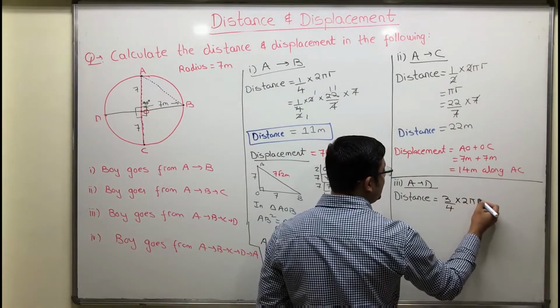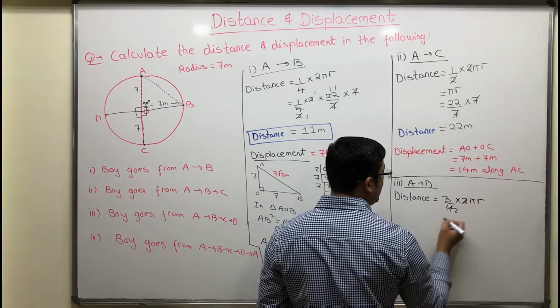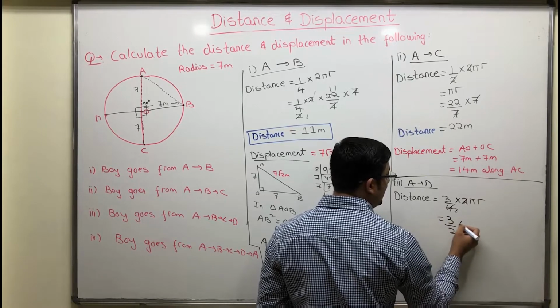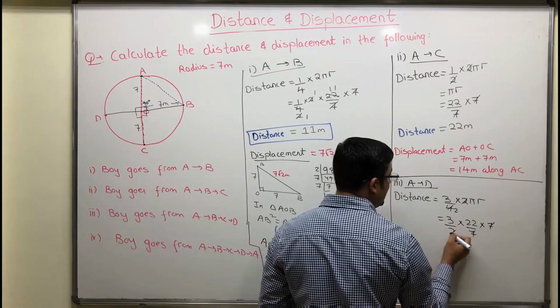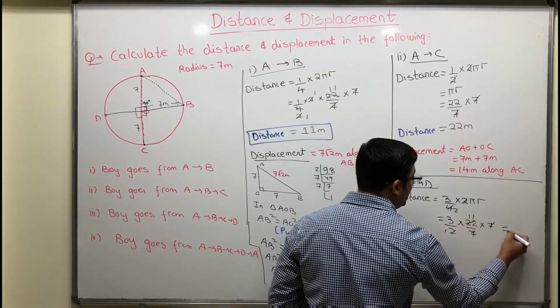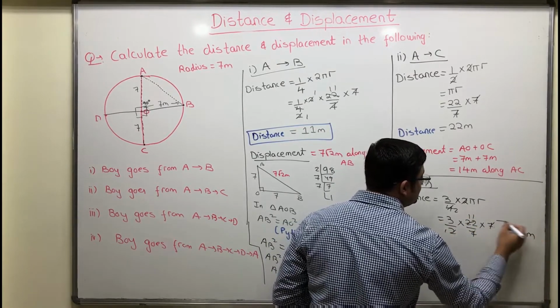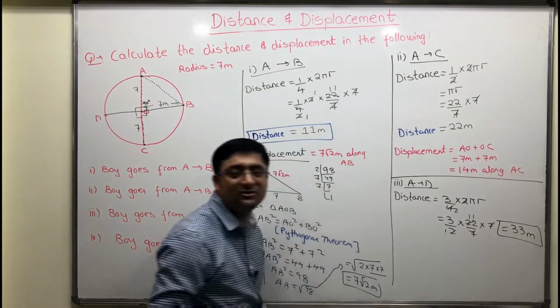That is 2 pi r. So 2 and 1, so 3 by 2 into pi r. 22 by 7 into radius 7. Cut, 1, 11. 3 into 11, 33 meters. So the distance traveled is 33 meters.